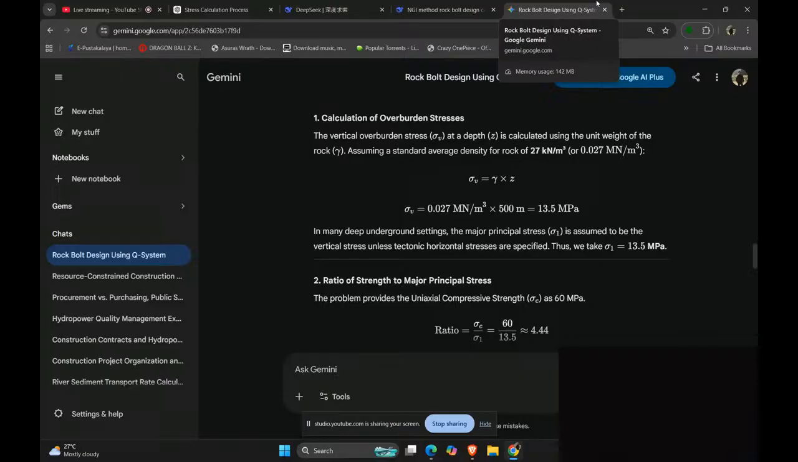What was the cohesion of the rock? Above 400, 400 to 300, 300 to 200, 200 to 100, and less than 100. The friction angle of the rock mass is above 45, 45 to 35, 35 to 25, 25 to 15, and less than 15. These are the cohesion of the rock mass and the friction angle of the rock mass.